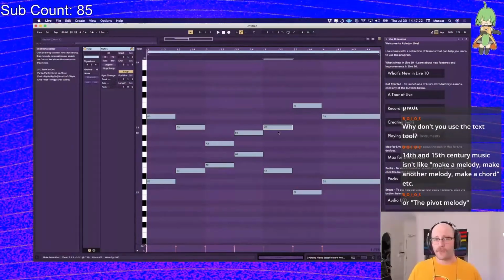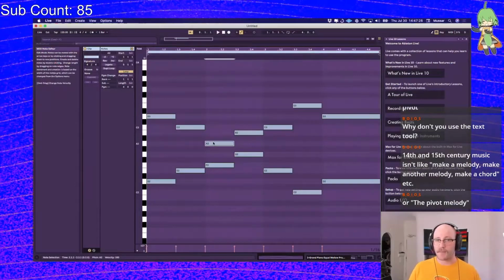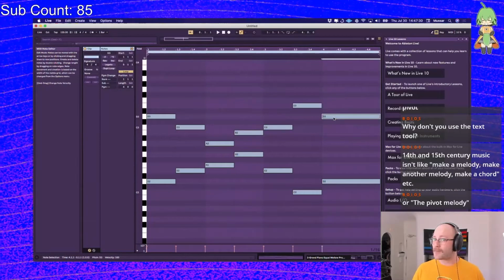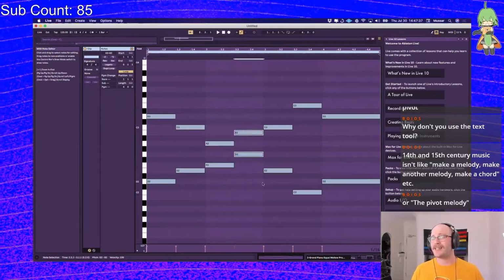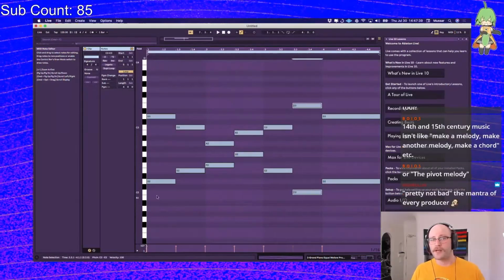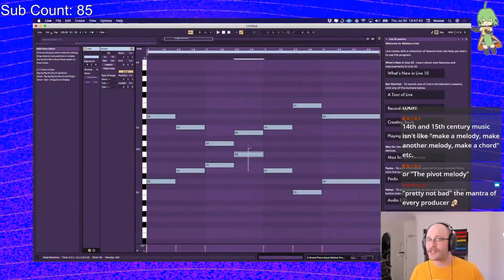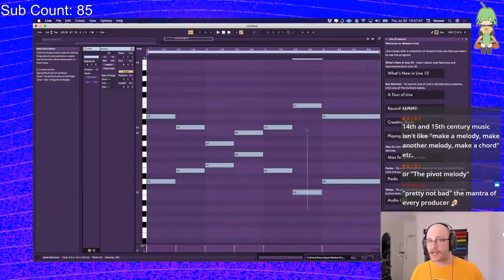Nice. If we go back and we examine all of this, we're following all these rules. I took a leap and then I stepped in the opposite direction. I took a leap and I stepped in the opposite direction. And at every point, there is a consonant relationship here. This is an octave. This is a sixth. This is a third. This is a third. This is a sixth. This is a third.